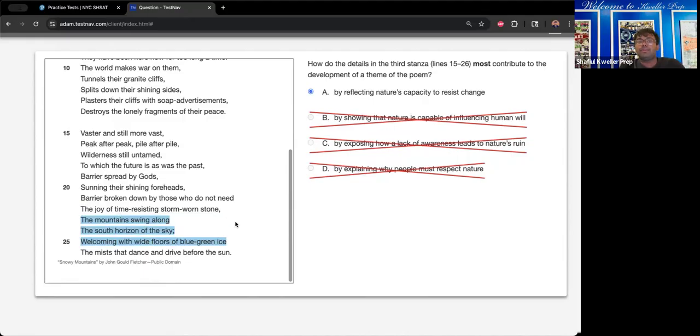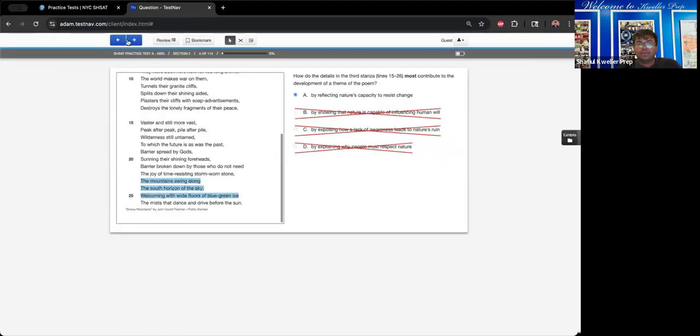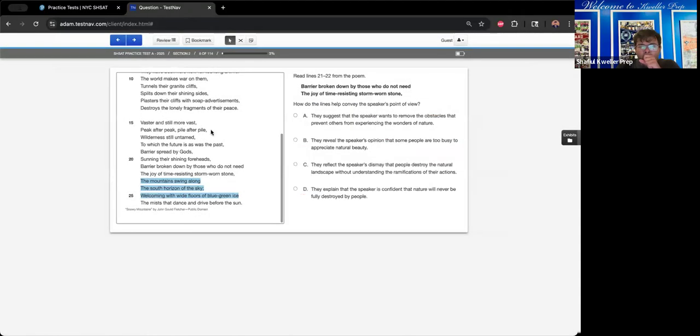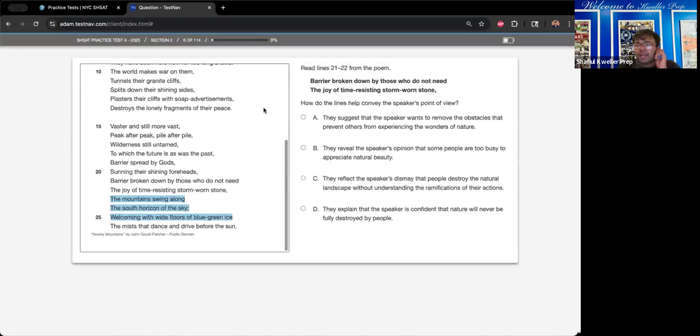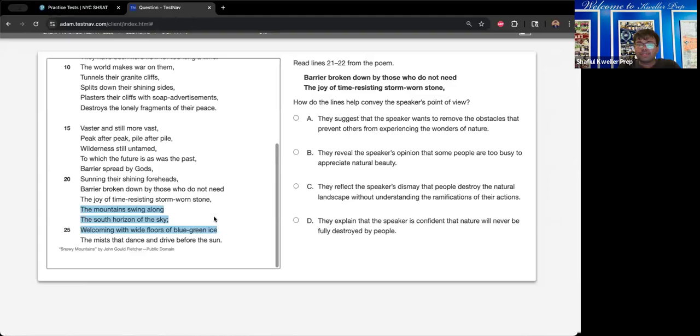The fact that the mountain's swinging along means that nature is thriving. So that means that nature is withstanding change from humans. Okay, let's go to the next one. Read these lines 21 to 22. Barrier broken down by those who do not need the joy of time resisting storm rolling stone.